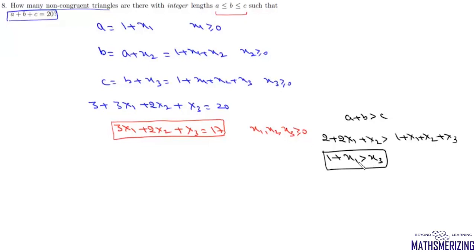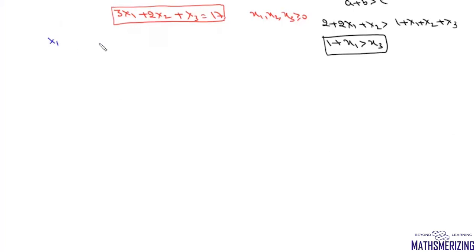So now we'll put in the values of x1, x2 and x3, and then we'll see how many such triangles are possible. Now we'll take x1 as 0. Then in that case, we'll get this equation as 2x2 plus x3 is equal to 17. Now we also know that x3 is less than 1 plus x1, so that means x3 is less than 1. So the only value possible for x3 is 0. Now x3 has to be an odd number to get an integral solution. So that means for x1 equal to 0, we won't get any solution.